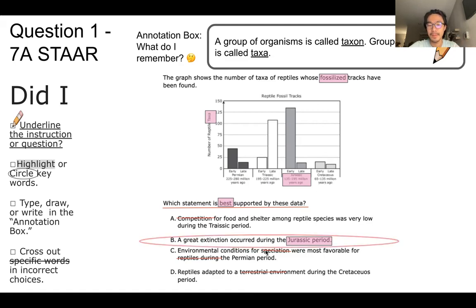So let's look at B. We see a great extinction during the Jurassic period because the number of groups decreased. The number of types of organisms, types of reptiles in this case, decreased. So that huge decrease, very sharp decrease, is an extinction.